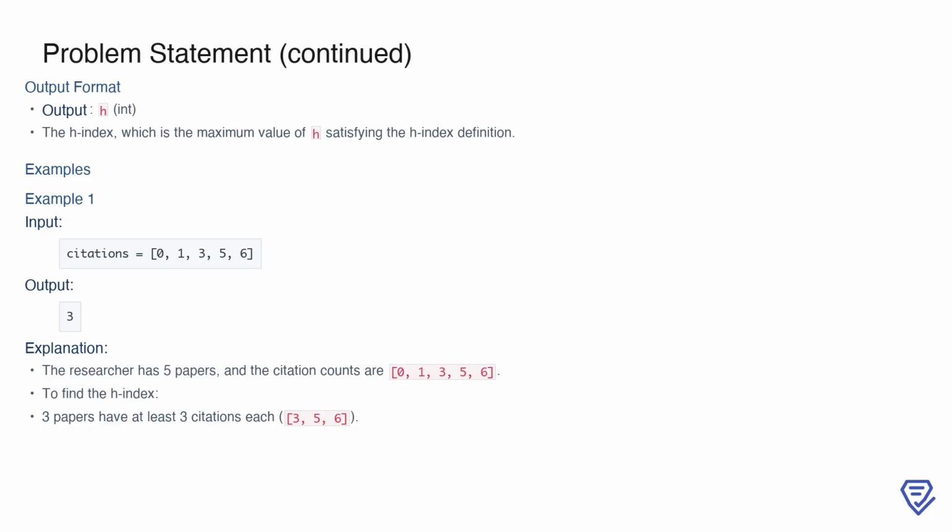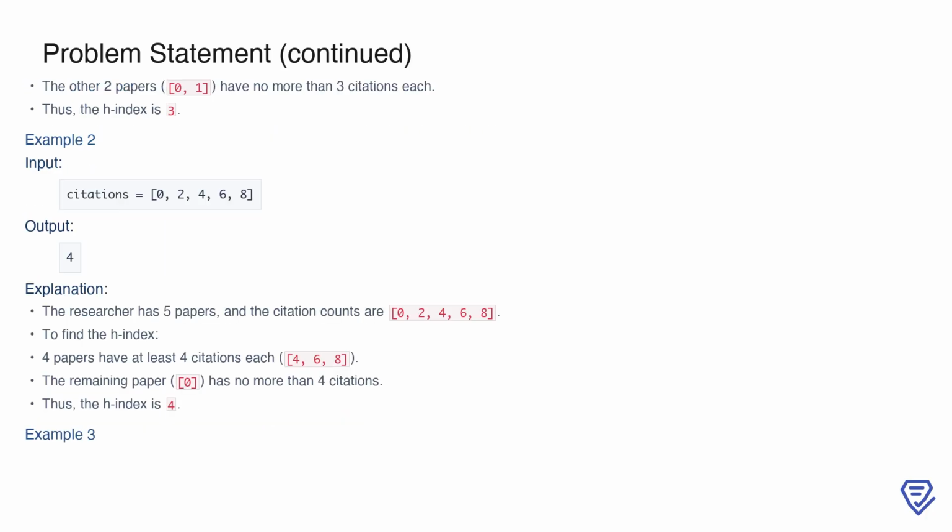The researcher has 5 papers, and the citations for these papers are listed in ascending order as 0, 1, 3, 5, 6. To satisfy the H-index condition, we need to find the largest H such that at least H papers have H or more citations each. Here, 3 papers have at least 3 citations, they are 3, 5, 6. This makes the H-index equal to 3. Additionally, in the same example, the other 2 papers, which are 0, 1, each have no more than 3 citations. This matches the H-index definition, confirming that the H-index is indeed 3.